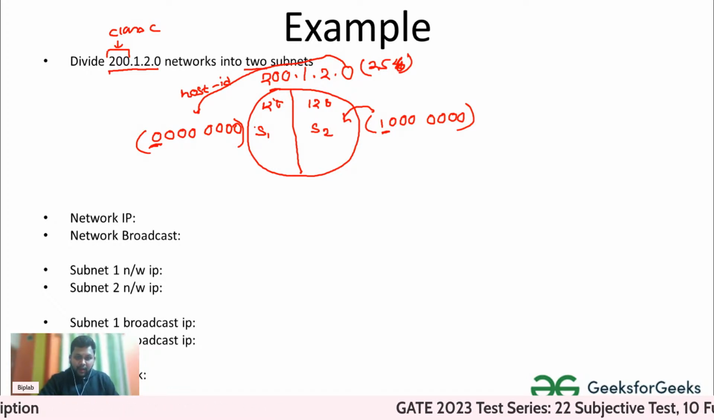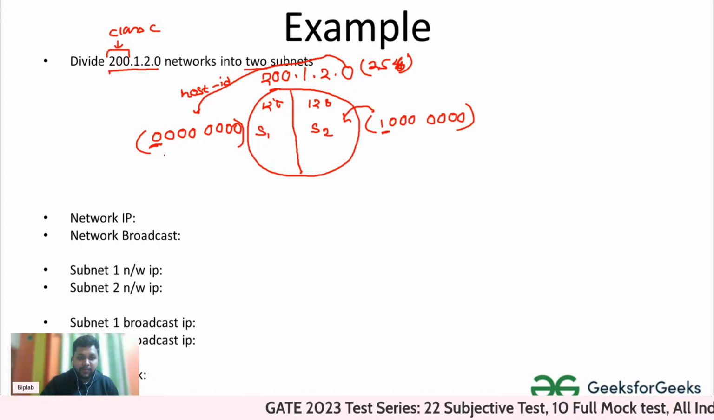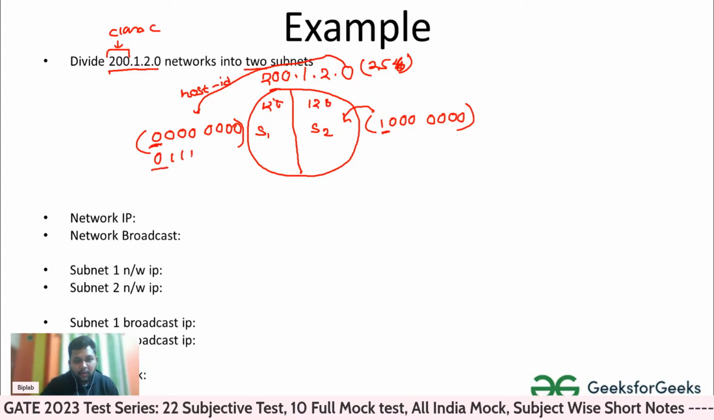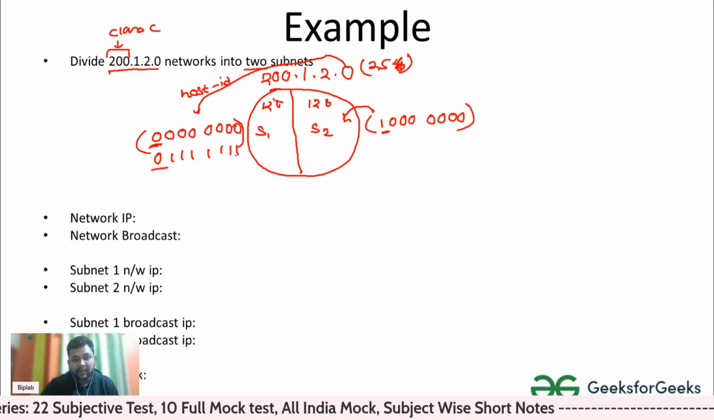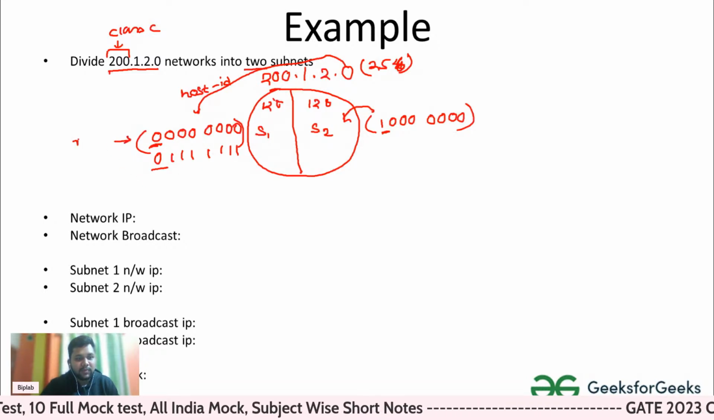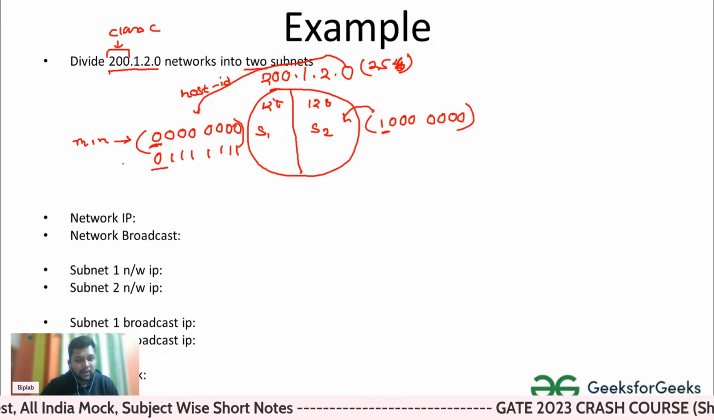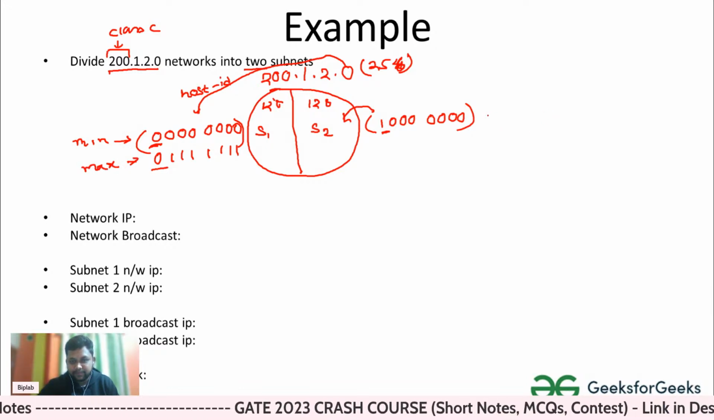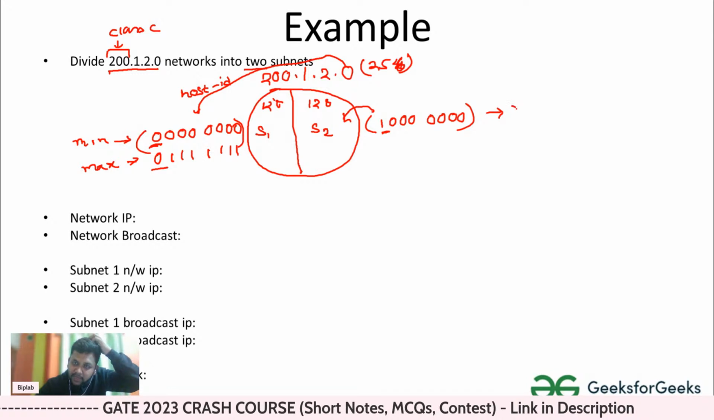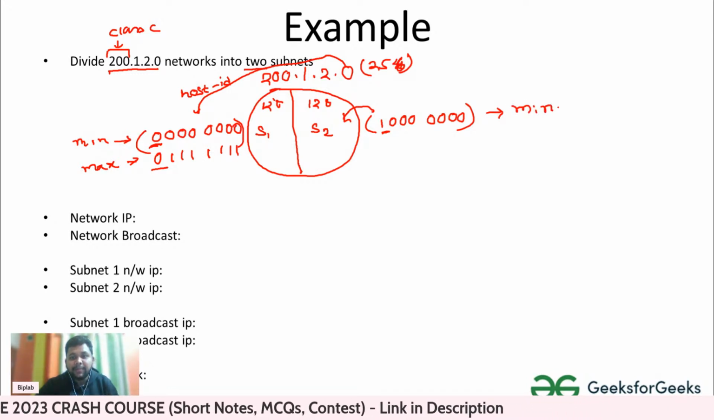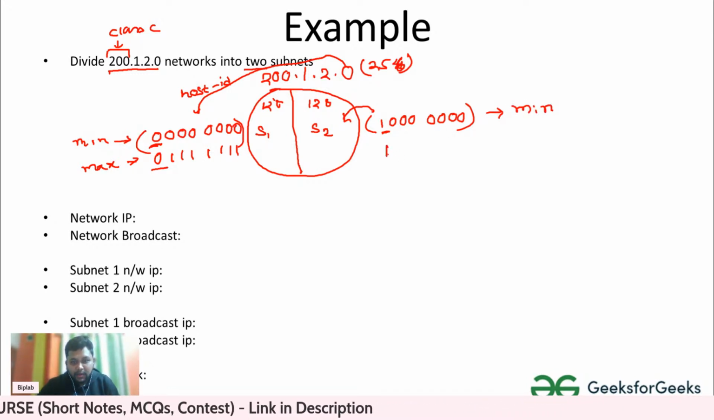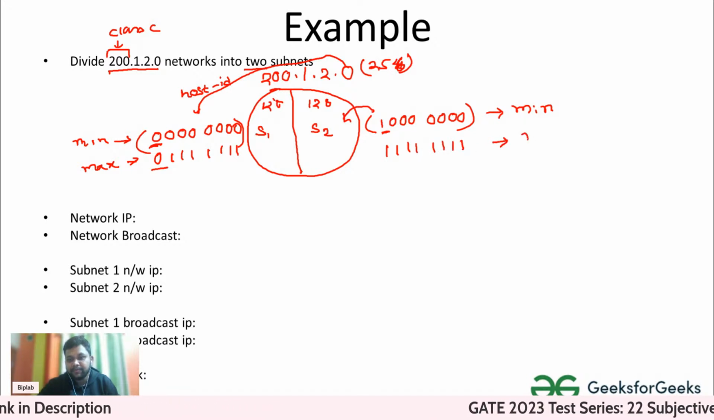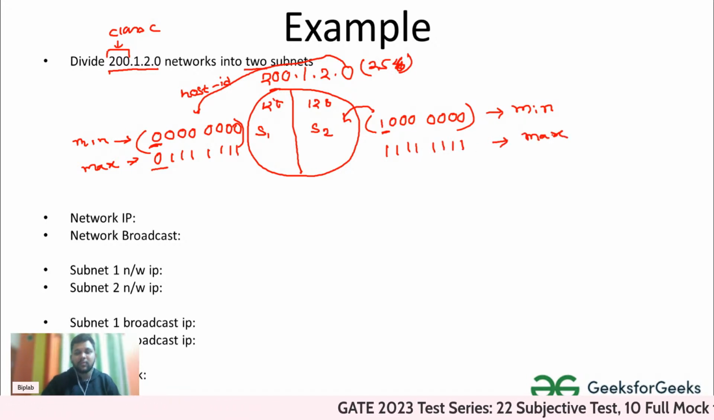So let's say you have one subnet where the possible range is: the first bit will obviously be 0 and all others can be 1 at maximum. This is the minimum and this is the maximum. Again, this is the minimum one for subnet 2, and this is the maximum one for subnet 2.